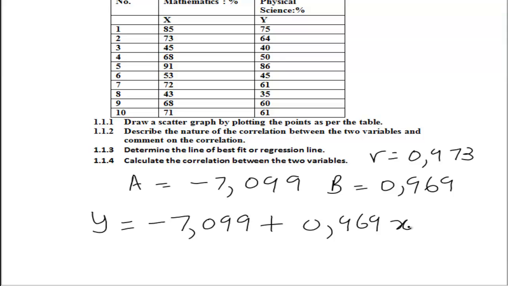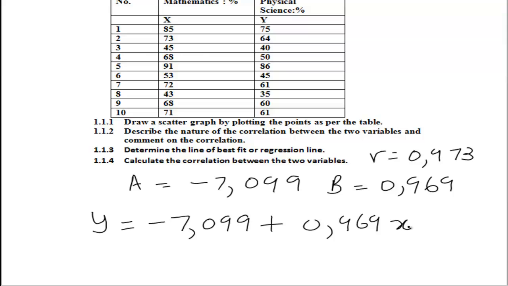Then they want you to determine the line of best fit or regression line, which I've given you as y is equal to minus 7,099 plus 0,969x, and calculate the correlation, which we've done. We did that from the scatter plot we were reading, but we actually did this and worked backwards.